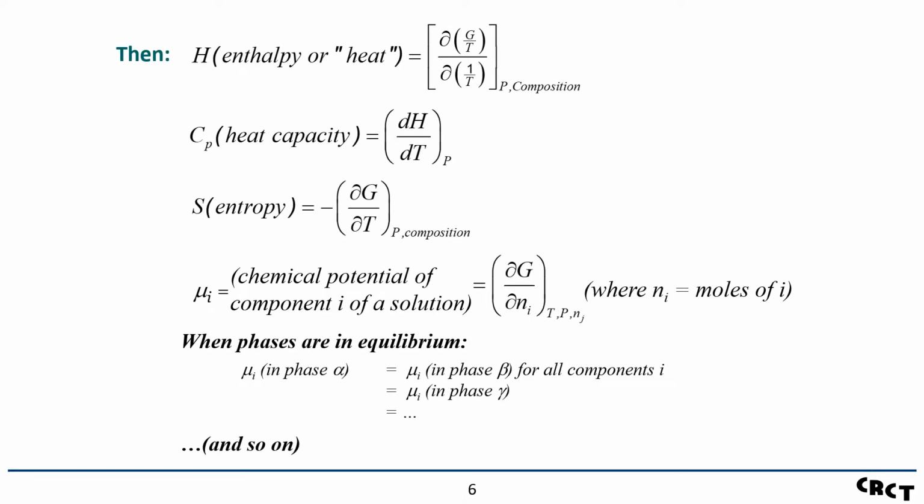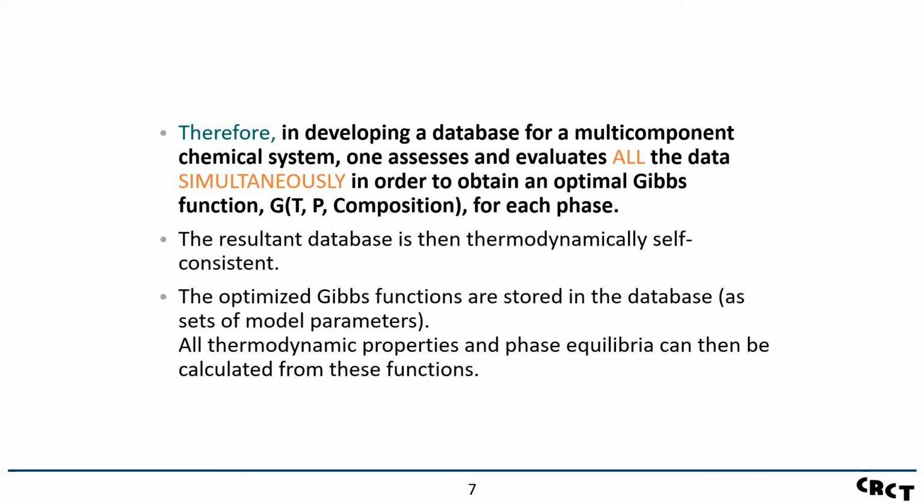Then all the other thermodynamic properties, such as H, heat capacity, entropy, can be calculated from the Gibbs function, as various derivatives with respect to temperature or with respect to the number of moles and so on of the Gibbs functions. When phases are in equilibrium, the chemical potentials are equal in all phases. Therefore, when we develop a database for a multi-component system, one assesses and evaluates all the data simultaneously in order to obtain an optimal Gibbs function for each phase. The resultant database is then thermodynamically self-consistent.